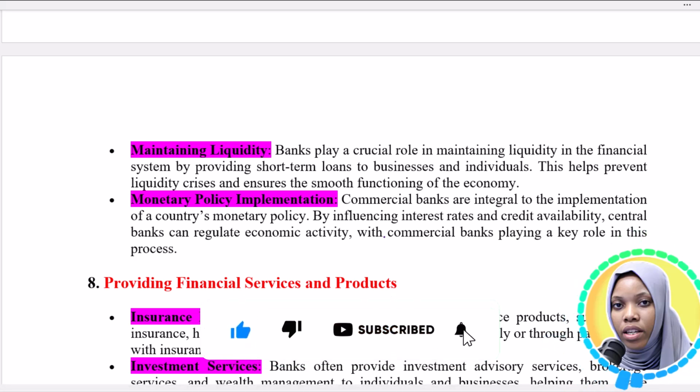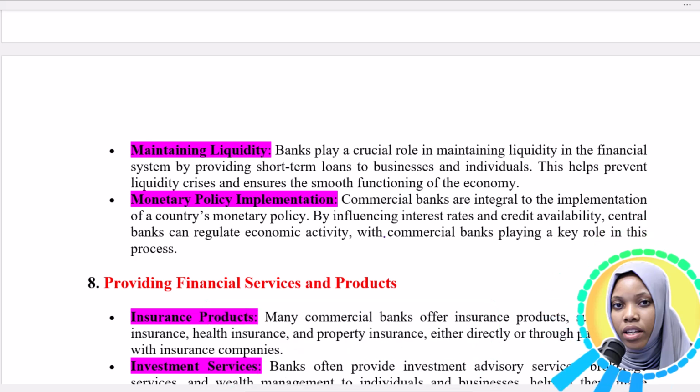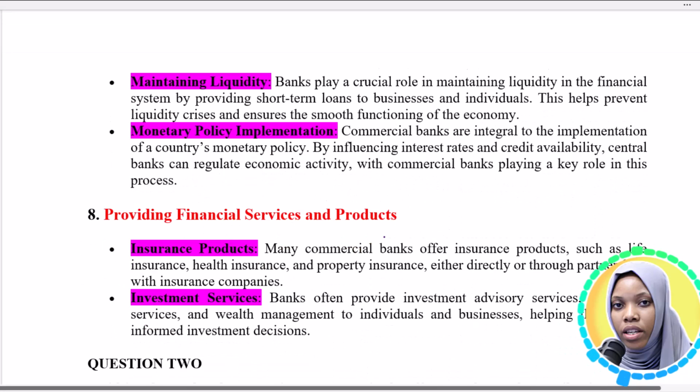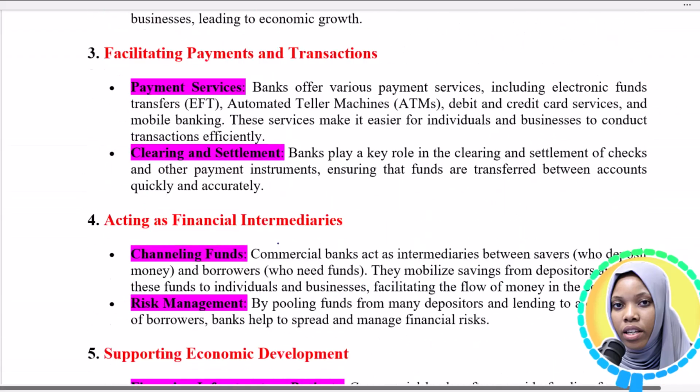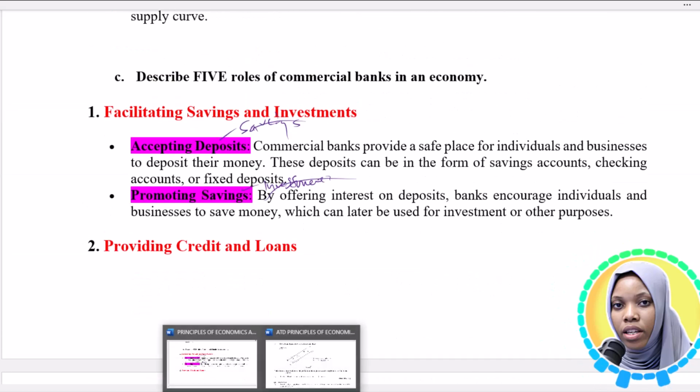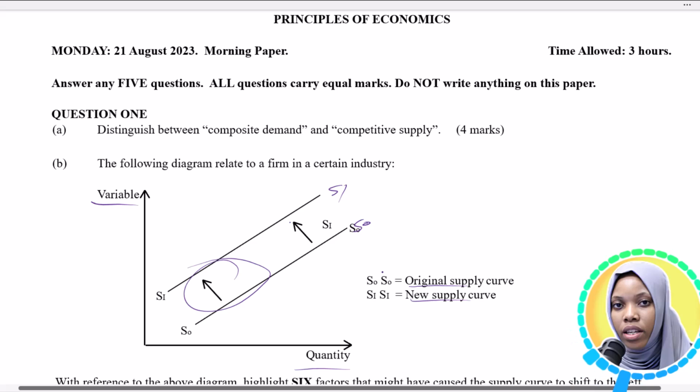And how is that done? In maintaining liquidity, banks play a crucial role in maintaining liquidity in the financial system by providing short-term loans to businesses and individuals. And in monetary policy implementation, commercial banks are integral to implementation of a country's monetary policy by influencing interest rate and credit availability. That is how. And they also provide financial services and products, that is insurance products and investment services. That is all for question number 1, parts A, B, and C.